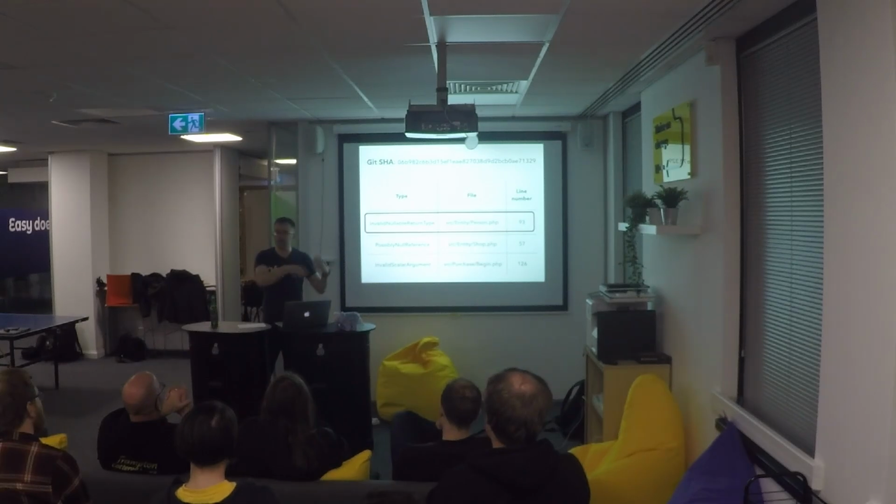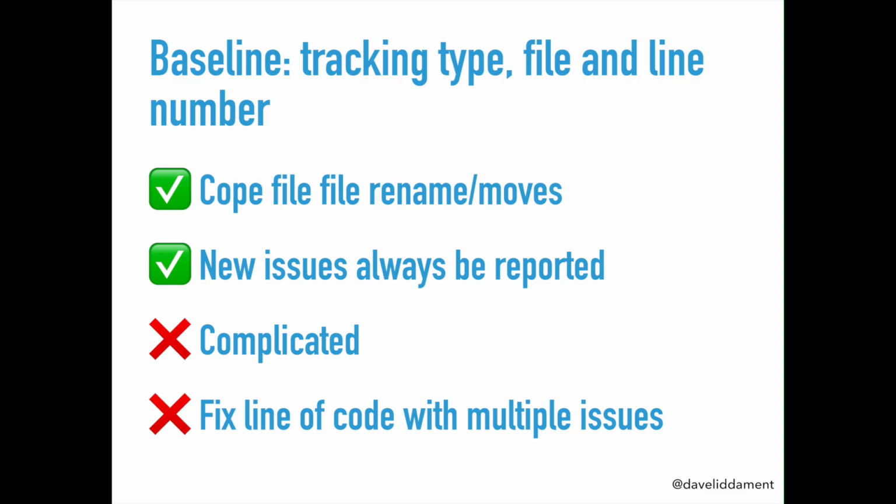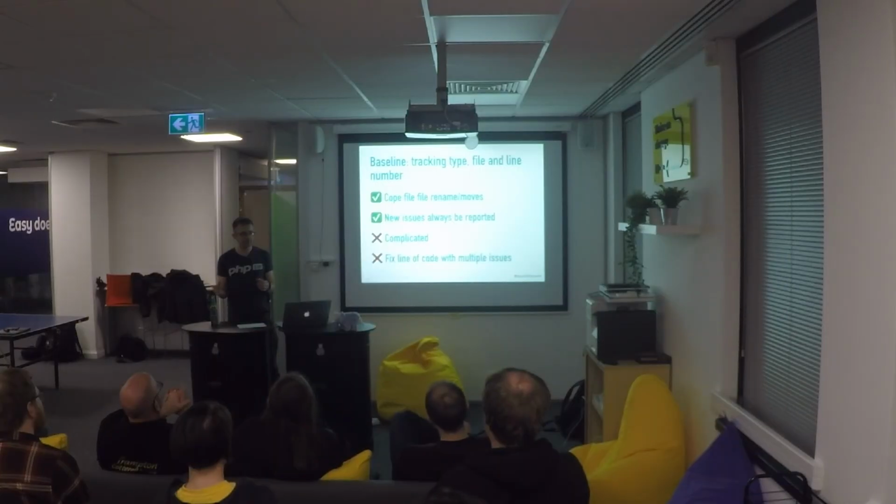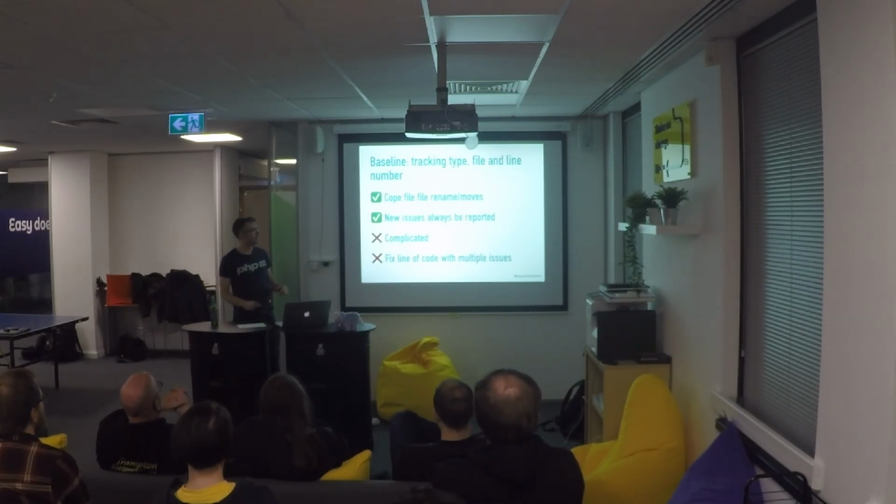So this is a slightly different way of doing the baseline. It has pros and cons. It can cope with file renames and moves. That's just the cleverness of Git. New issues will always be reported. You'll never get this situation where you remove one issue and create another one, but because the count's the same, it will think that you haven't added something new.